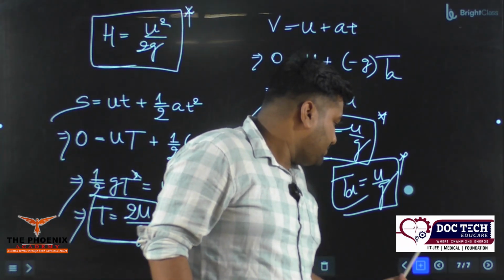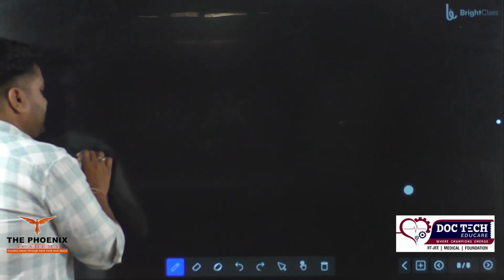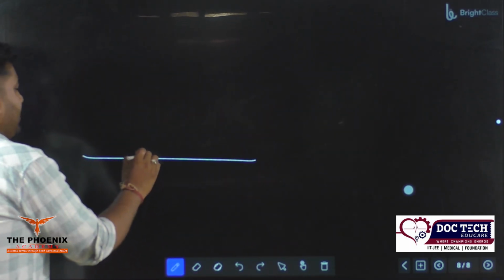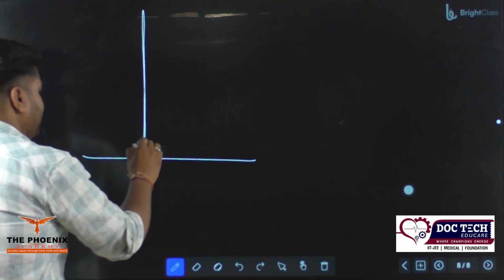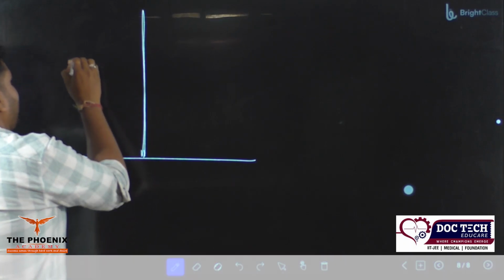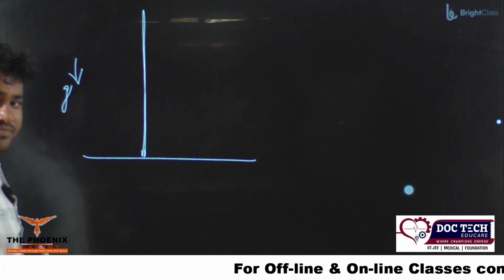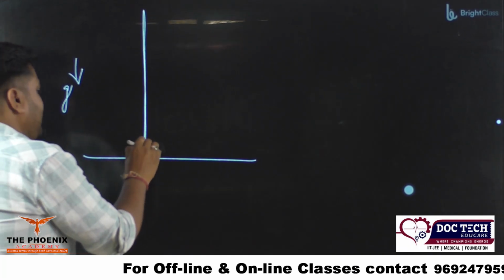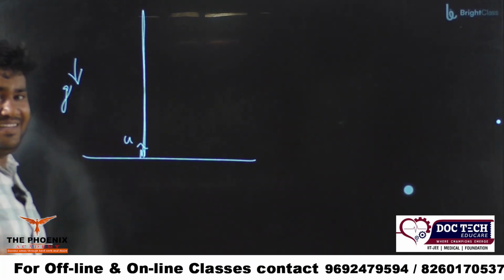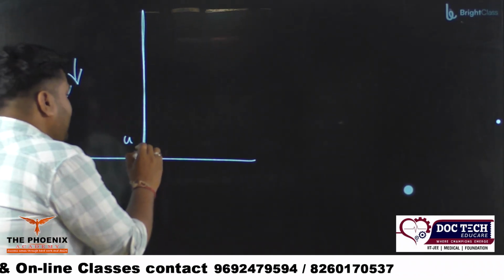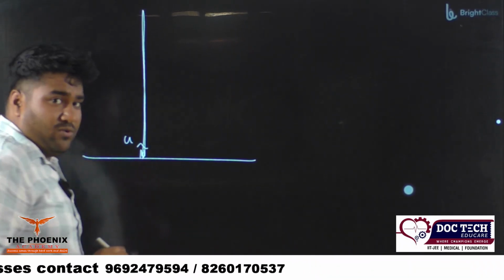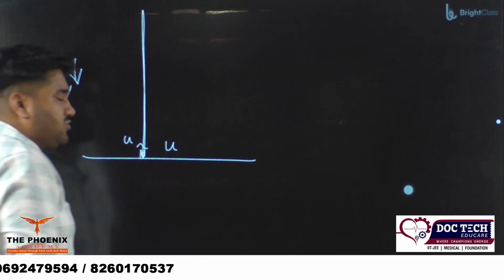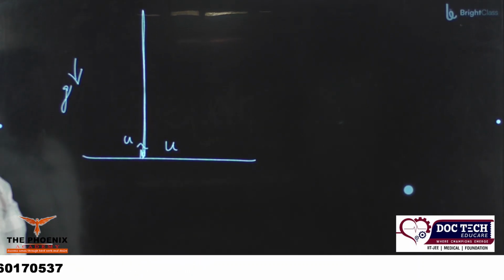Now what we conclude here: throughout the journey, the acceleration acting is g downward, and the initial speed is u. We can easily check that at the time of reaching the ground, the final speed will also be u.